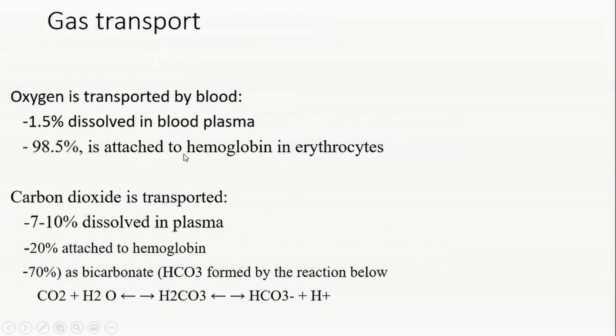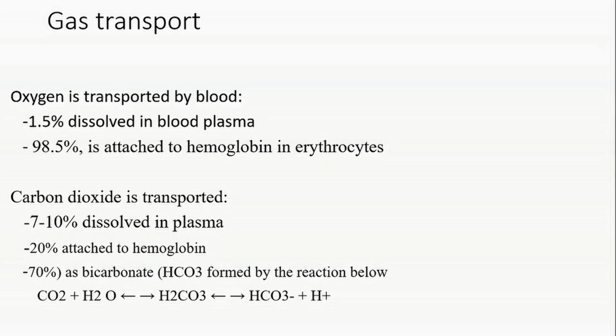For example, oxygen is transported as follows. 1.5% of the oxygen transported in our bloodstream is dissolved in blood plasma. The remaining 98.5% is transported attached to hemoglobin, which is part of erythrocytes or red blood cells. Carbon dioxide is transported 7 to 10% dissolved in plasma, 20% attached to hemoglobin, but the majority, 70%, is transported as bicarbonate.